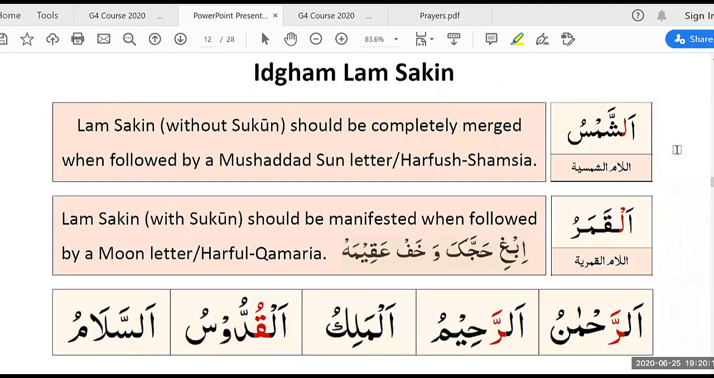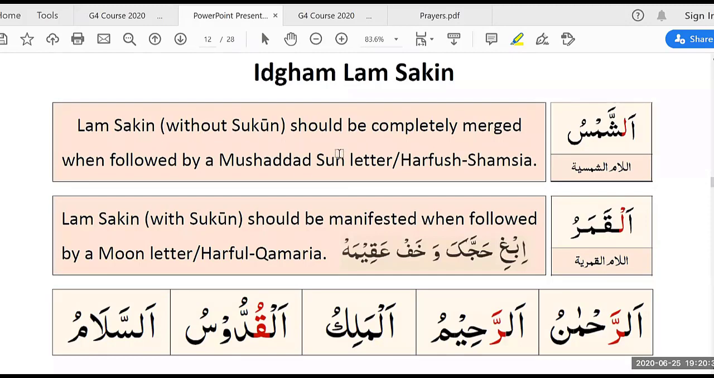When we were doing idgham, we also did idgham of Lam Sakin, and there are 2 rules for idgham of Lam Sakin. Firstly, the sound of Lam can be completely merged. Secondly, it should be manifested. Now we are going to look at the scenarios in which it should be merged or manifested.